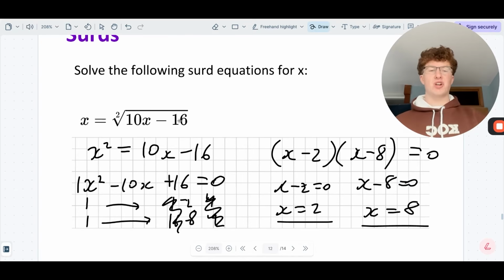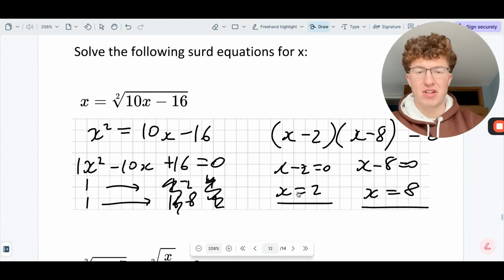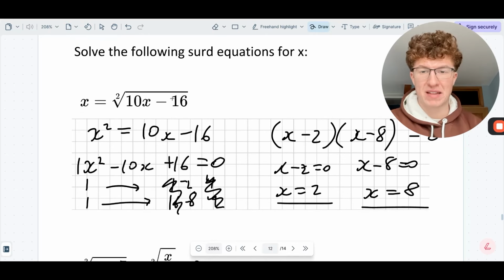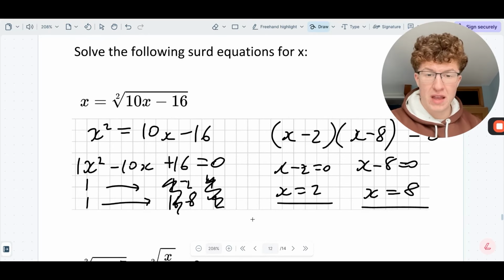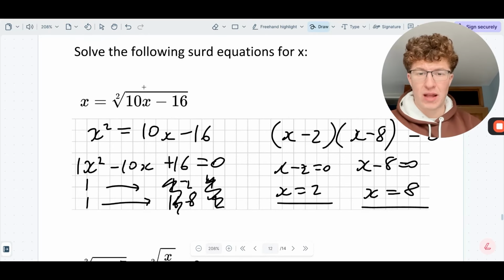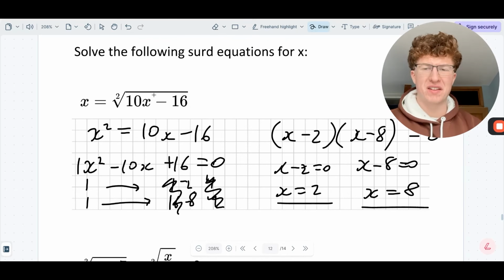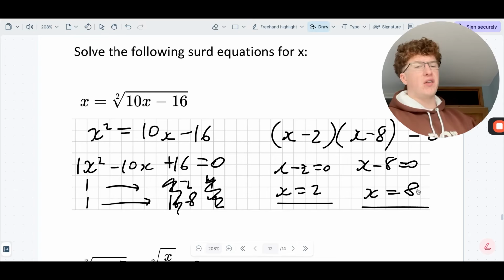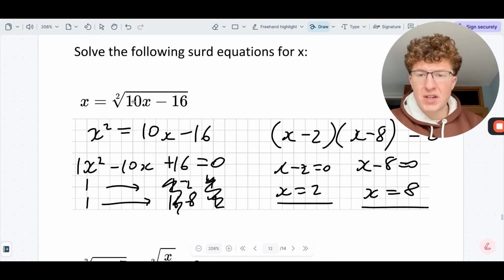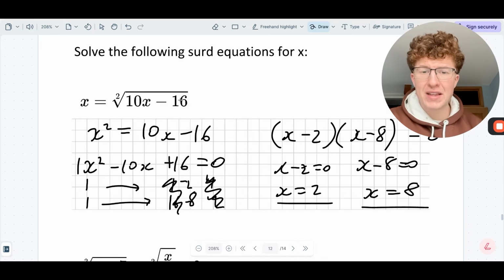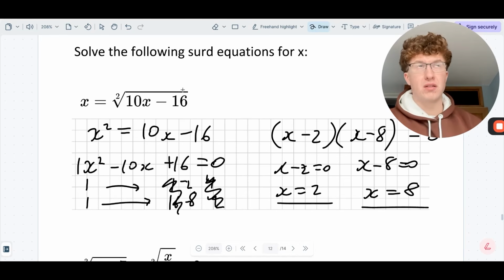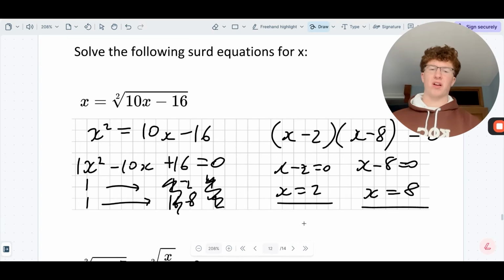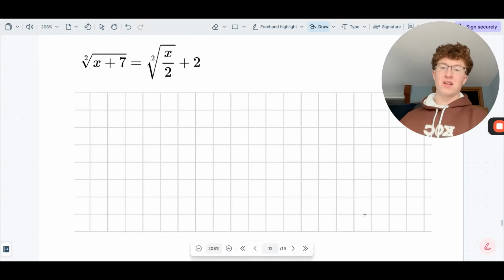But to make sure, we need to fill into the original equation because we can't have this being negative in here. So let's try. If x is 2, well, let's plug in. 2 times 10 is 20, minus 16 is 4, and the square root of 4 is 2. So we're correct there. And if we fill in 8, 8 times 10 is 80. 80 minus 16 is 64, and then the square root of that is going to be 8. So yeah, those both work. So that's the answer to the question.